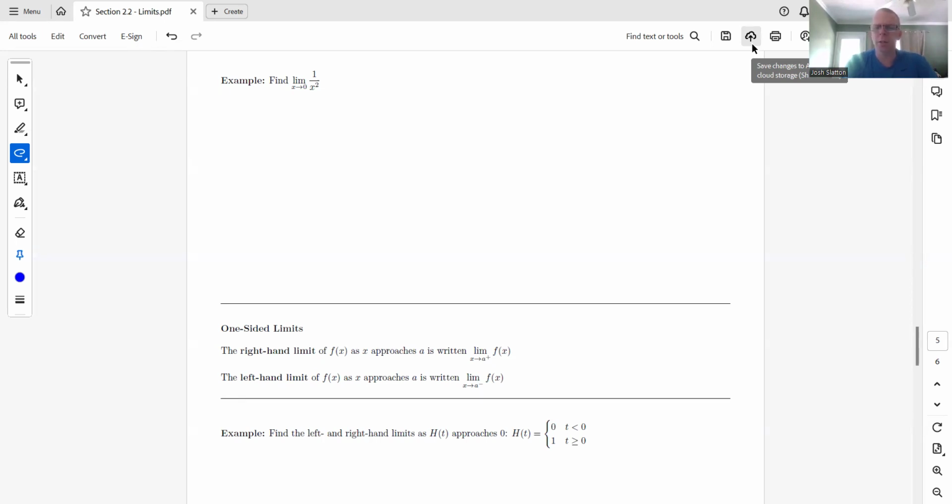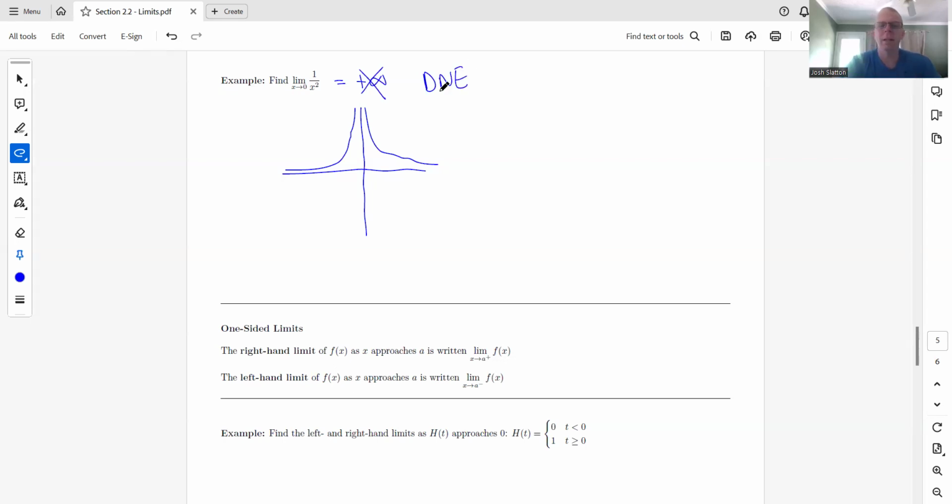So really, we just need to think about the graph. The graph of 1 over x squared looks like this. So now what is happening as x approaches zero? Well, we can see that it's moving to infinity. And actually, it's moving to infinity, but you really don't say that. You say the limit does not exist. So infinity is not really an answer.